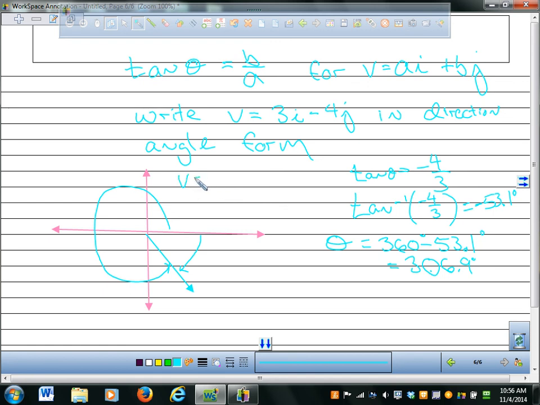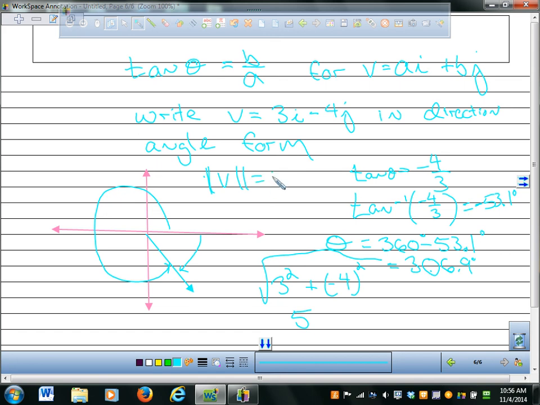So v is equal to the magnitude. What's the magnitude? 3 squared plus negative 4 squared, square root of that, right? Is it 5? Oh, it is. 3, 4, 5. So that's equal to 5. So the magnitude of v is equal to 5.